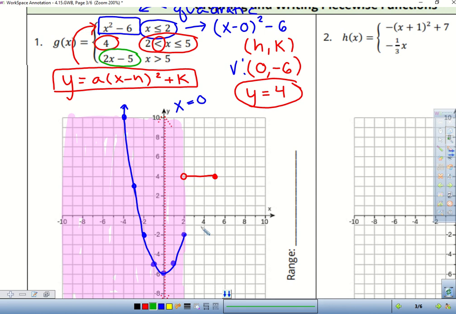I have a question. Yeah. Why does the y equals 4 line not keep going past the 5? Look at the boundary that it exists on. It goes up to the boundary. Does that make sense? Yeah.